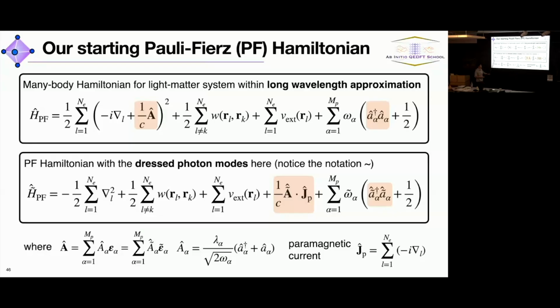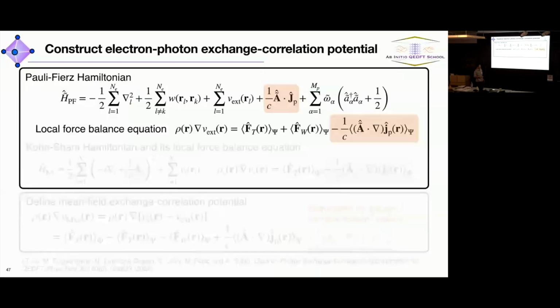Okay, so we start from this Pauli-Fierz Hamiltonian in the dressed photon representation. And basically, we also want to get the local force balance equation, like this one. This one is from the kinetic energy. This one is from the electron-electron interaction. And now we have an additional term, and this one is from the paramagnetic current.